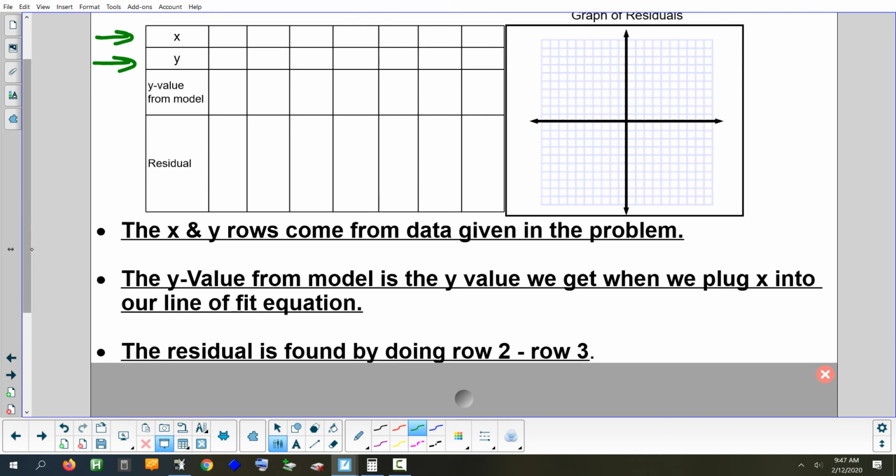Now, the residual is very, very easy to find. All you have to do is subtract 2 numbers. You look at the y value from your table, you look at the y value you got from the model, and you figure out how far off they are. If the model's good, the residual should be almost 0, meaning that the line is super close to the point. If your residual starts to get big, that's not good. That means the model and the actual point are not that close. The model should be very, very close to the points.